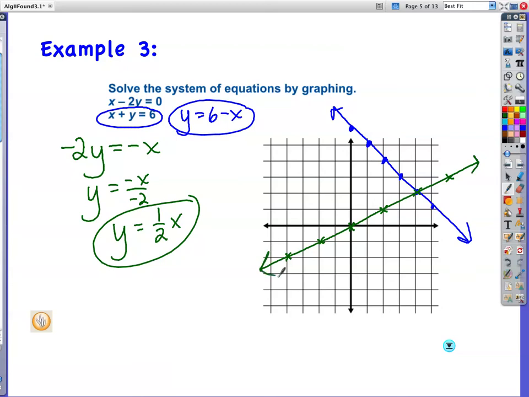Oh, this one's very nice. This one works out really beautifully. It comes into an intersection right there. That is the solution to your system. That is the only spot in the whole wide world where it will answer both this equation and this equation correctly. What's the coordinate? It's 4, 2. Okay, I'm not even going to check my work on that. We're going to go on to example 4.